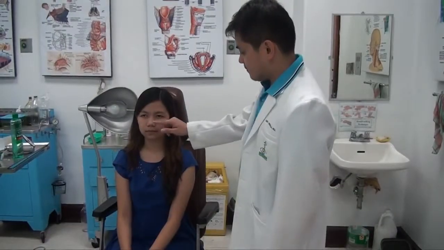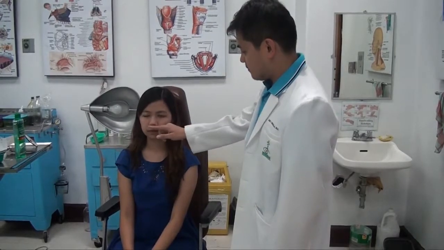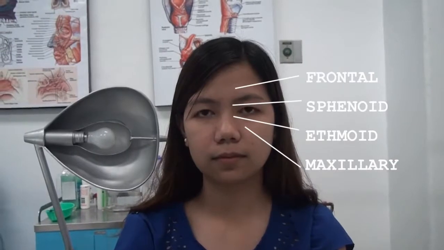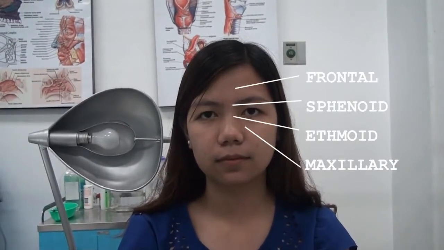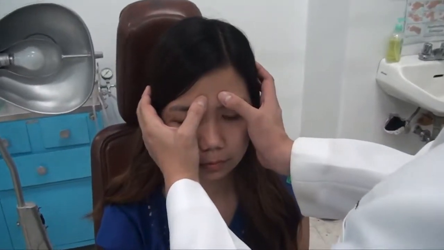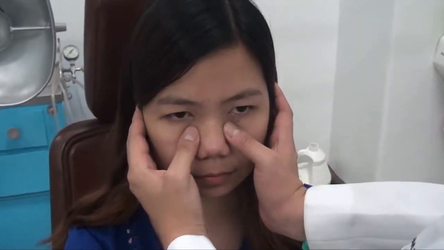Nose. Note shape, symmetry, color, and patency of the nasal alley. The paranasal sinuses, frontal, sphenoid, ethmoid, and maxillary must be palpated. Check for tenderness over these areas. Palpate for discontinuities, mobility, or signs of fracture.